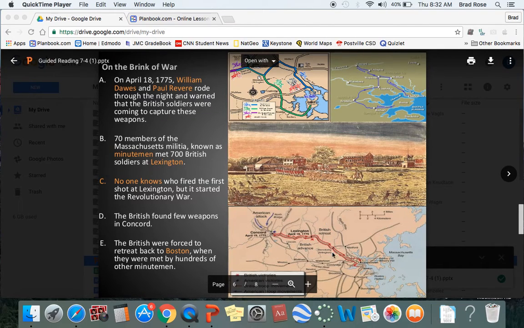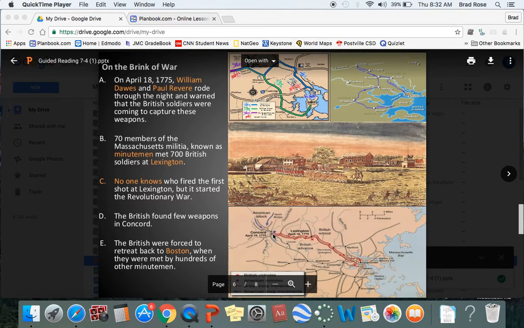After Lexington, the British continue on from Lexington to Concord, where they find no weapons because they had already been warned that the British were coming. The colonists had hid all the weapons or removed them.